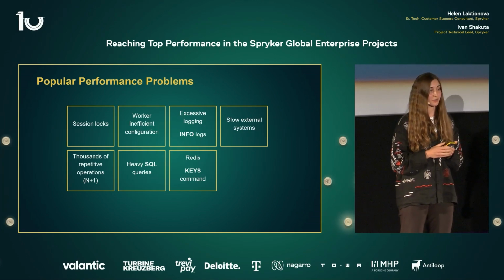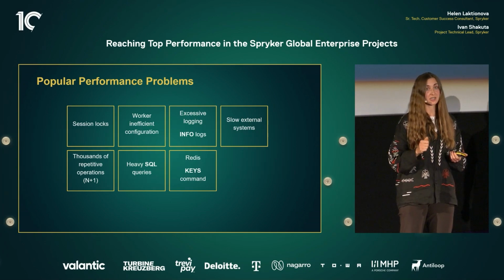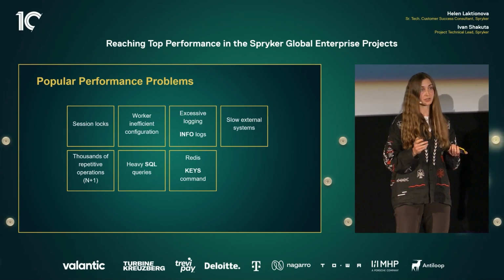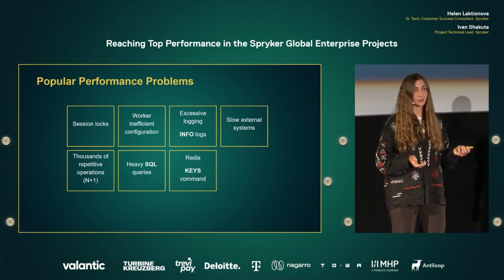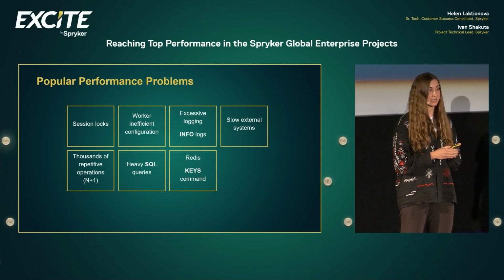The next one is Redis keys commands. Redis official documentation says that we should never use keys on production. I would not even recommend using it on staging, because quite often you can just push it to production and forget about it. But then if you see that Redis is slow, please check if you're using the keys.